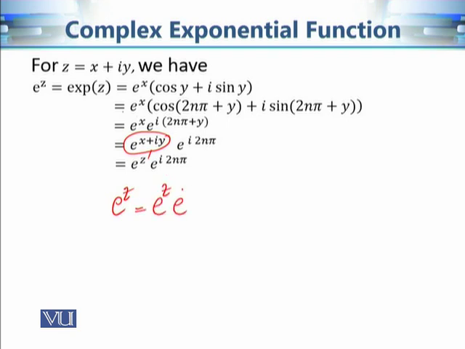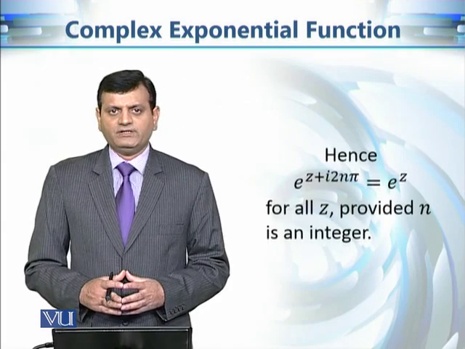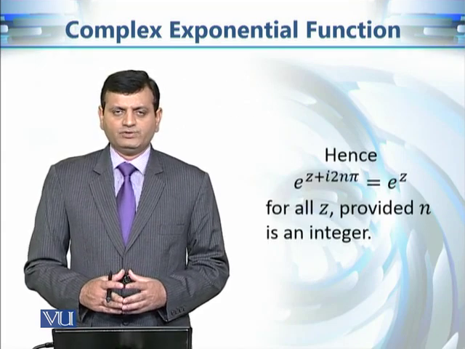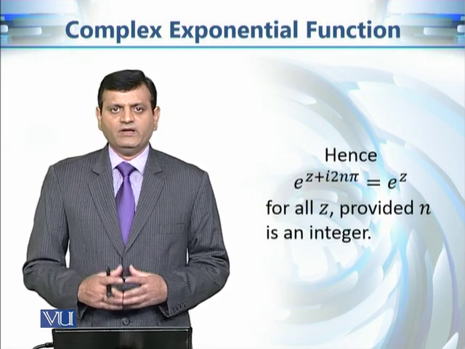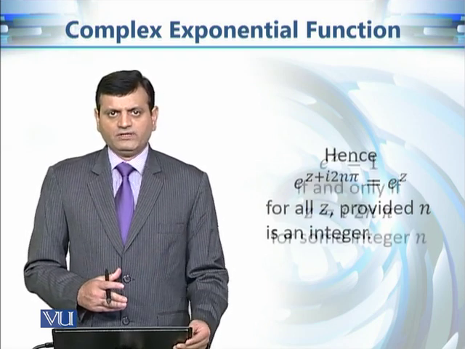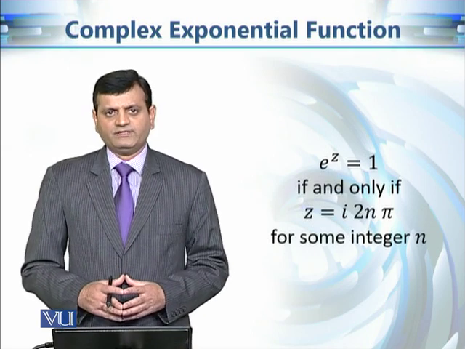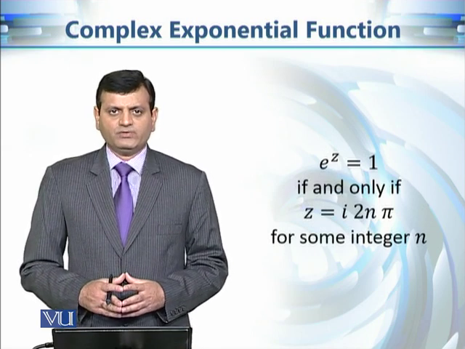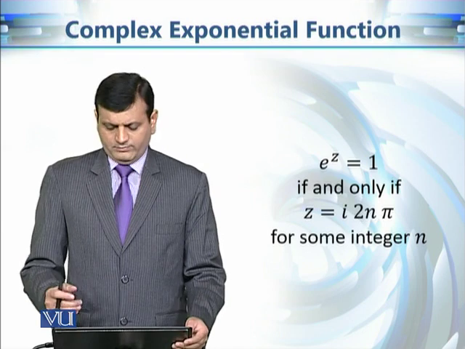e raised to power z into e raised to power iota 2nπ. So hence we have this property that e raised to power z plus iota 2nπ is equal to e raised to power z for any integer n. So as a consequence, we have this property that e raised to power z is 1 if and only if z is equal to iota 2nπ.